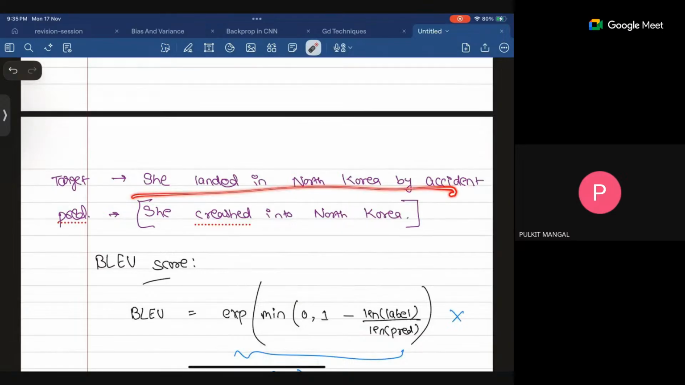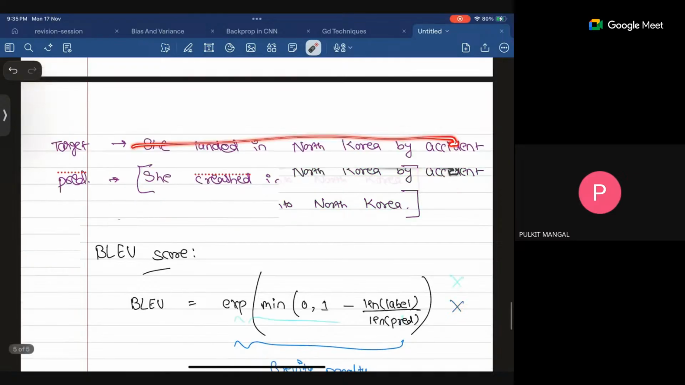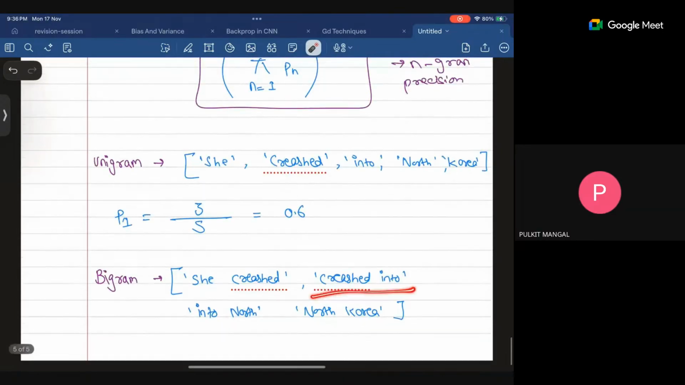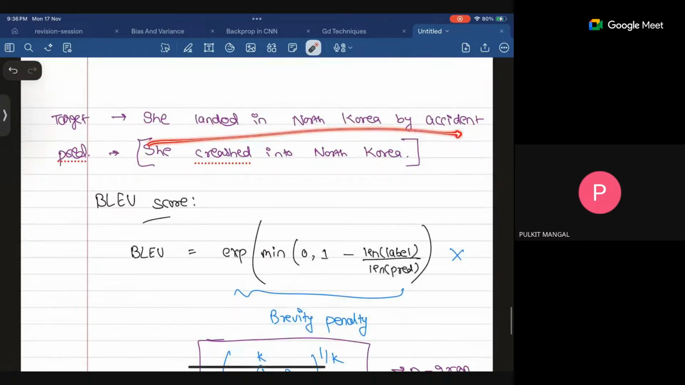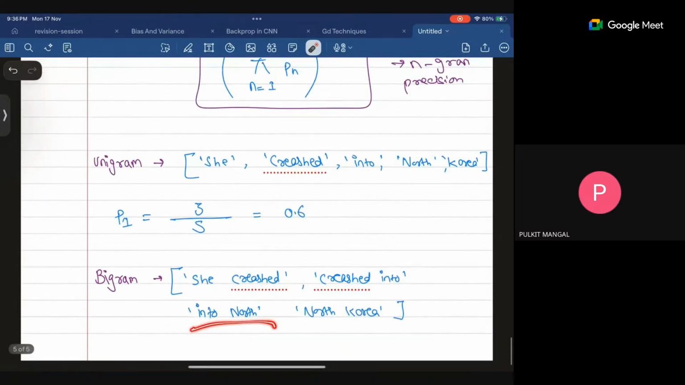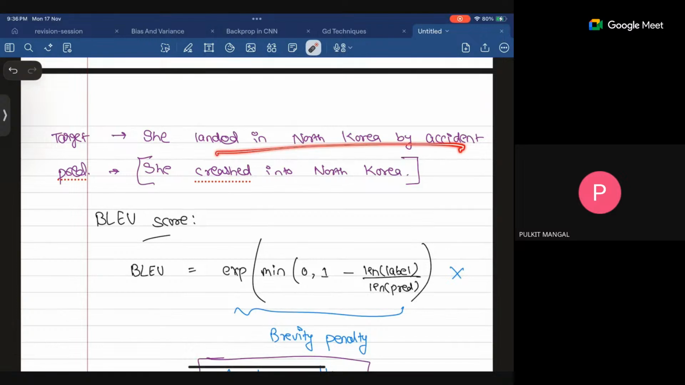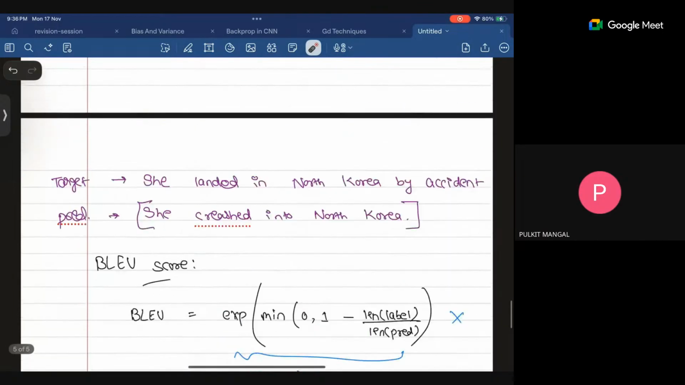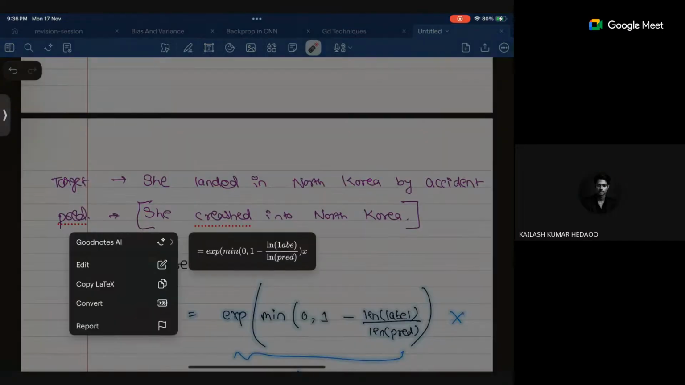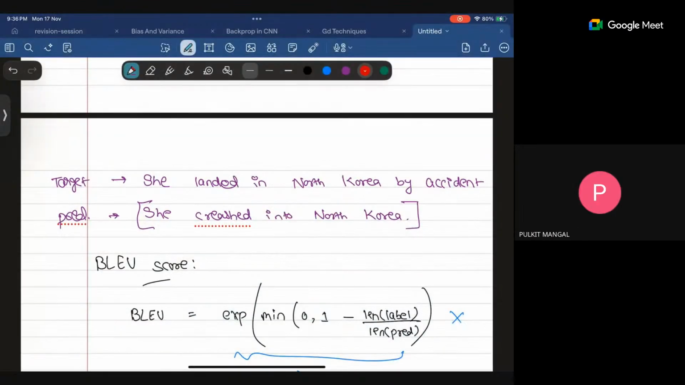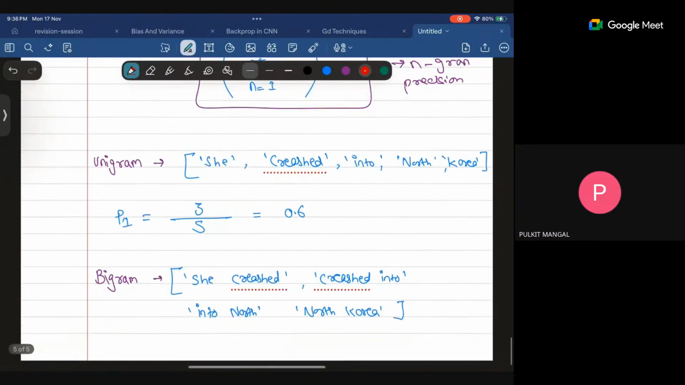It should come together. "She crashed." No, right? Okay. So do we have "crashed into" here? No. Do we have "into North" here? No. No, right? Now, do we have "North Korea" here? Yes, right? So we have this North Korea here. Okay, so only one is matching. The totals are how many? 4 were there, and only out of them, only one is matching. So P2 is 1 by 4.